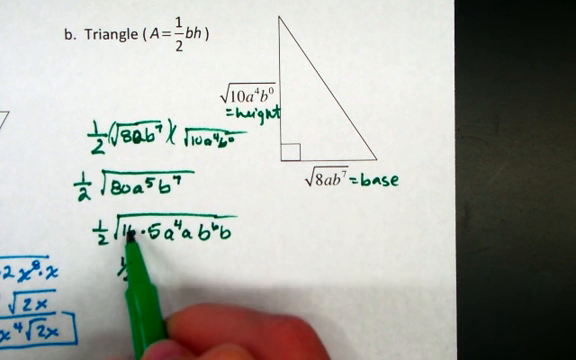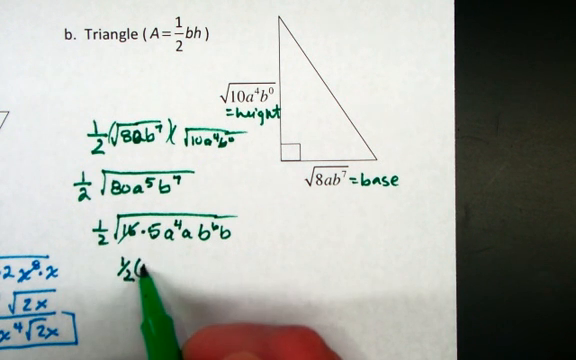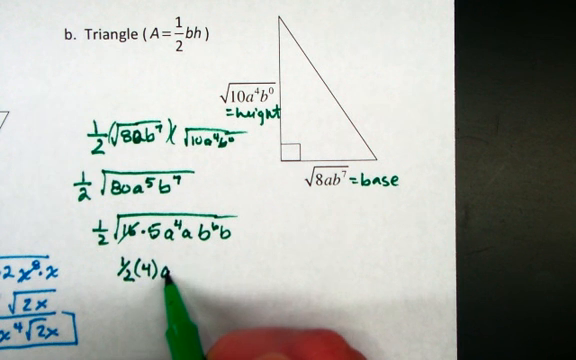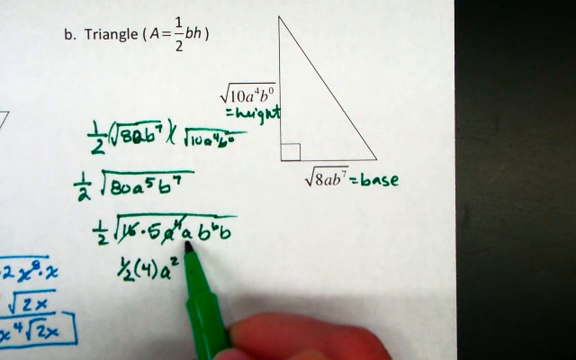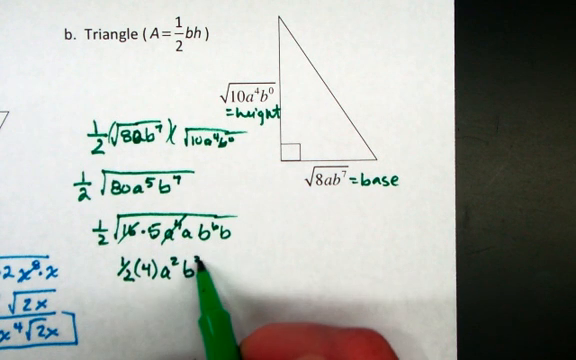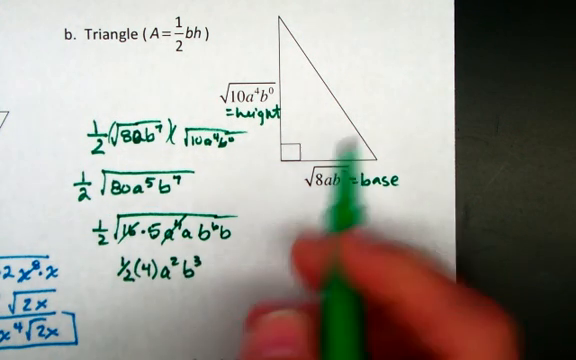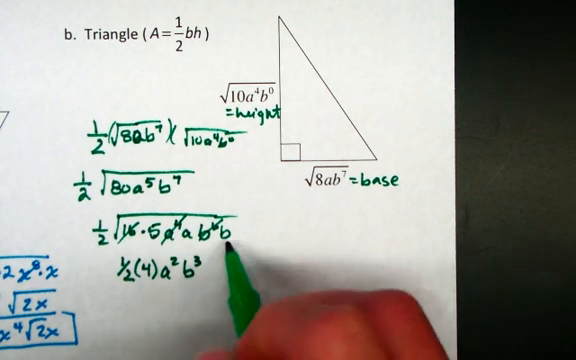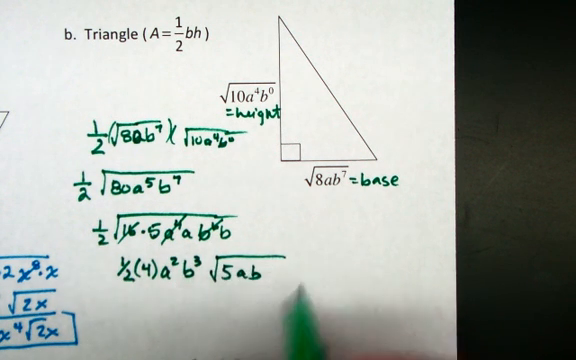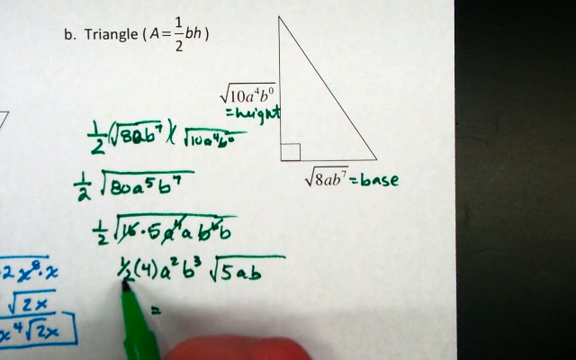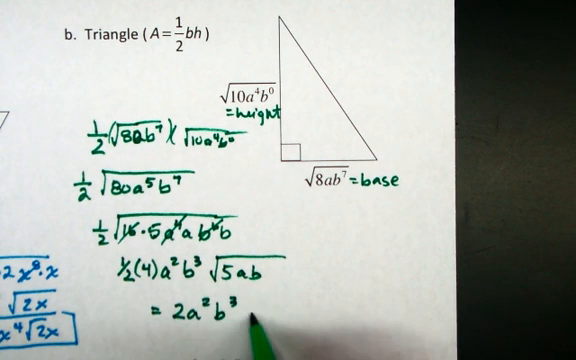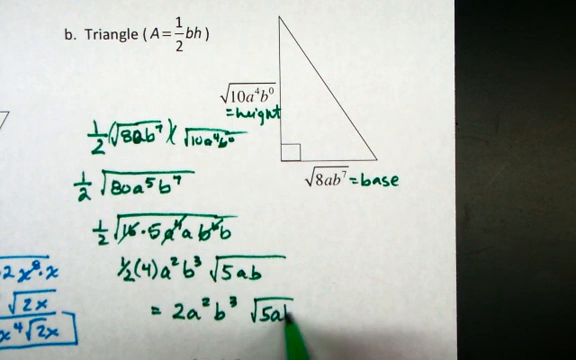I get 1/2, square root of 16 is 4. Can't do anything with 5. A to the 4th squared is a squared. Can't do anything with the a. B to the 6th, the square root of that is b cubed, because 6 divided by 2 is 3. And then can't do anything with the b, and that becomes 5ab on the inside. So the final area is 1/2 of 4 is 2. A squared b cubed root 5ab.